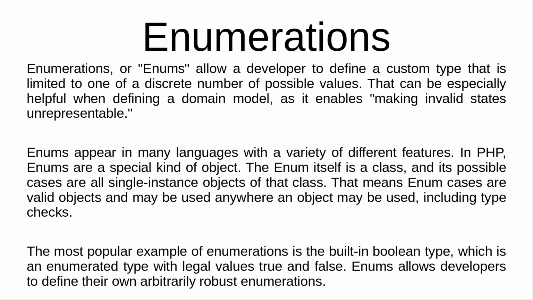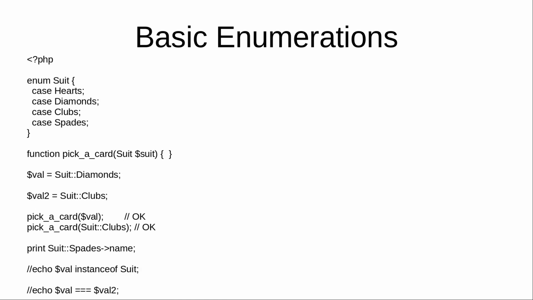Enums appear in many languages with a variety of different features. In PHP, enums are a special kind of object. The enum itself is a class and its possible cases are all single instance objects of that class. That means enum cases are valid objects and may be used anywhere an object may be used, including type checks. The most popular example of enumerations is the built-in Boolean type, which is an enumerated type with legal values true and false. Enums allow developers to define their own arbitrarily robust enumerations.